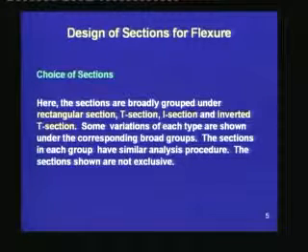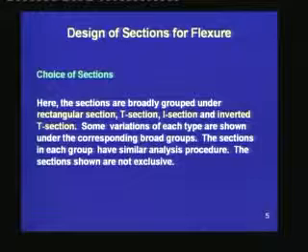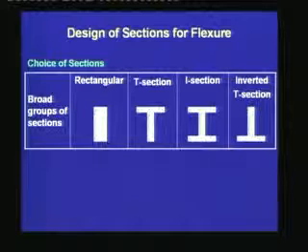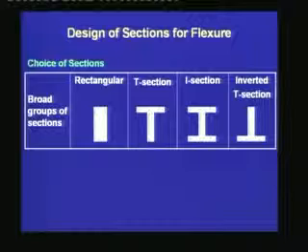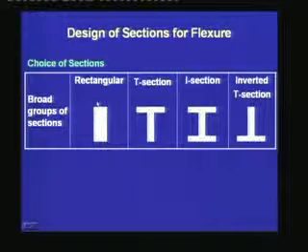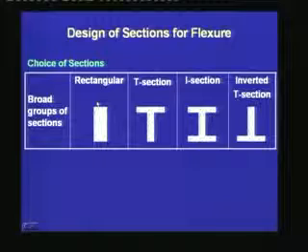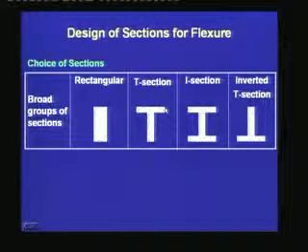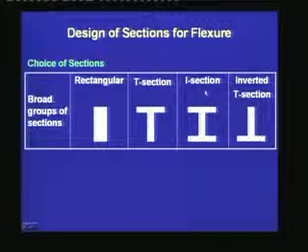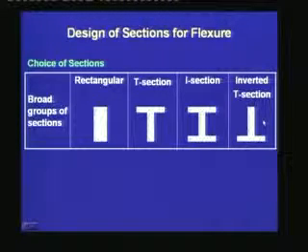There can be variations in the analysis depending on the local bending stresses or the transverse bending analysis. The broad groups that we have selected are, first, in the rectangular type of section, where there is no outstanding flange. The second is the T section, where the outstanding flange is at the top. Next, the I section, where the flanges are both at the top and the bottom. And finally, the inverted T section, where the flanges are at the bottom.